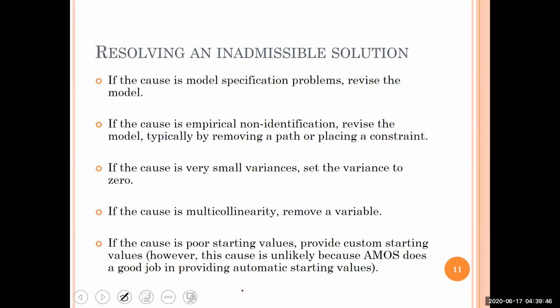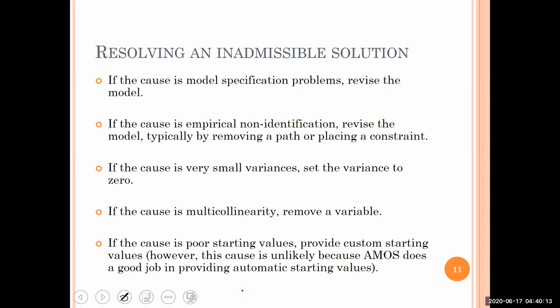Okay, so this is a list of solutions. If the problem is model misspecification, revise the model. If it's empirical non-identification, so you have a correlation in your data that's very small, you may remove a path that depends on that correlation, or even remove a whole variable from your model. If the cause is very small variances, set the variance to 0 in the model or rescale your data.